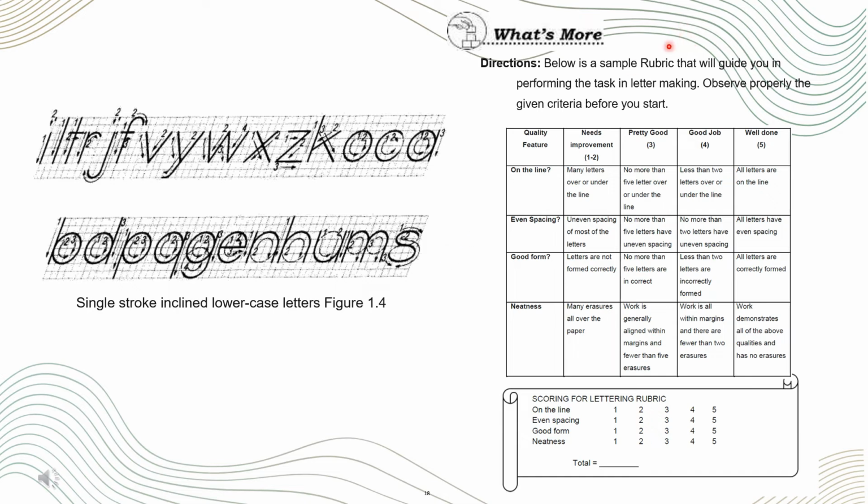Now let's proceed to the What's More. Below is a sample rubric that will guide you in performing the task in lettering making. Observe the given criteria before you start. For the scoring of the lettering rubric, we have on the line, even spacing, good form, and neatness. So this is the quality feature of our rubric.